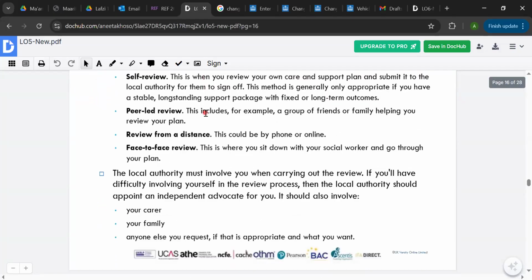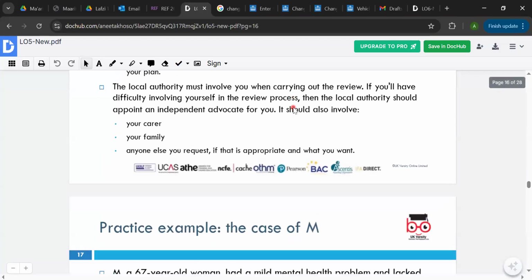Your local authority must involve you when carrying out the review. If you have difficulty involving yourself in the process, then the local authority should appoint an independent advocate for you. It should also involve your carer, your family, anyone else you request if that is appropriate, and what you want would be followed.